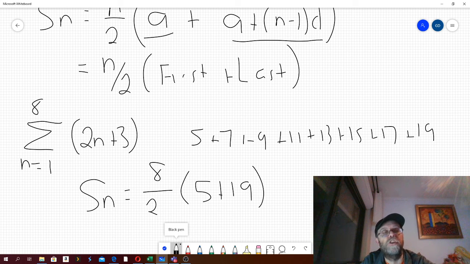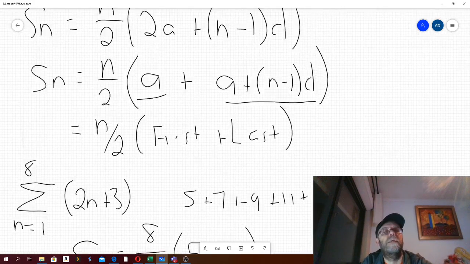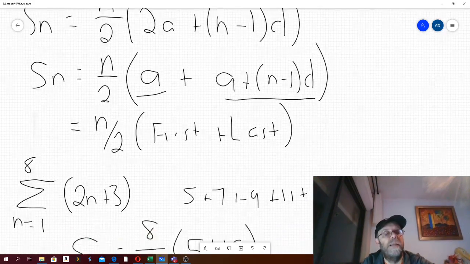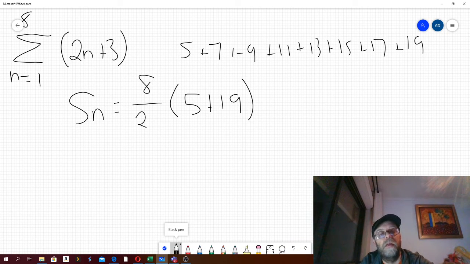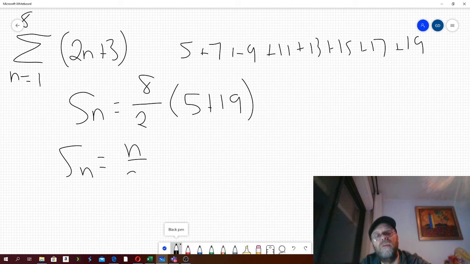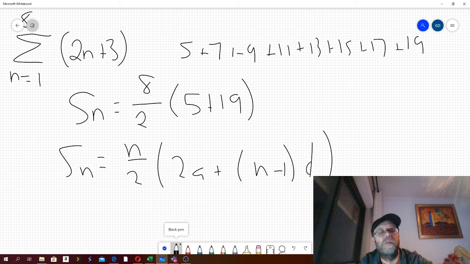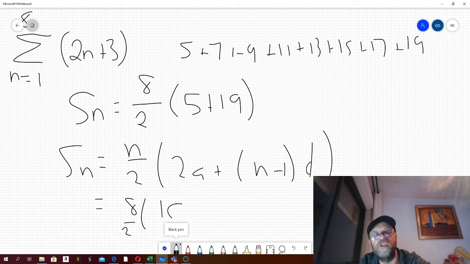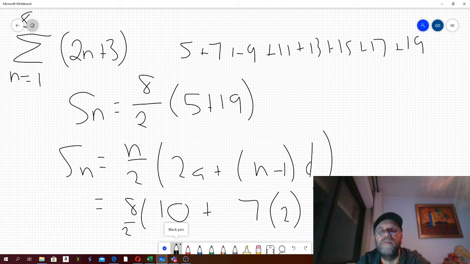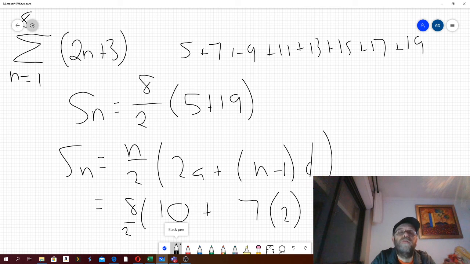If I use the first version of the formula, the one that we see over here, n over 2, 2a plus n minus 1 d, let's write it down. Sn equals n over 2, 2a plus n minus 1 d. So we know that our n is 8 again, so it's 8 over 2. We know that 2a will be 10 because the first term was 5. And n minus 1 would be 7. What is the difference between each one? It's 2, so 7 times 2 is 14. The 10 plus 14 is 24. And again, it's 4 times 24, which comes out to exactly the same thing. And of course, you shouldn't end up with two different things.